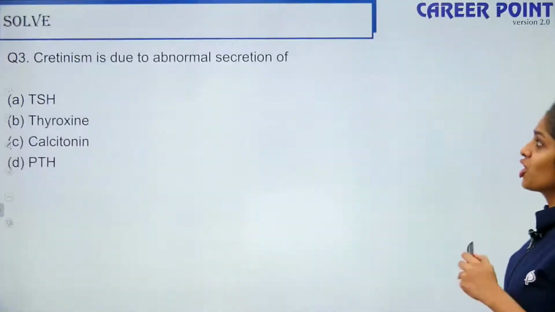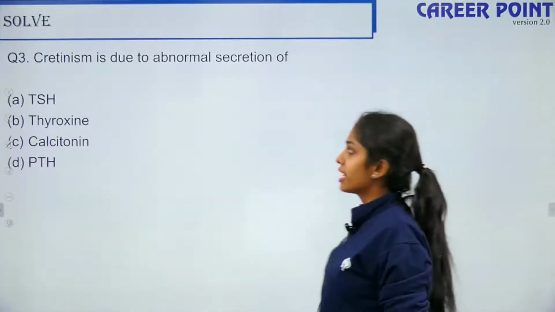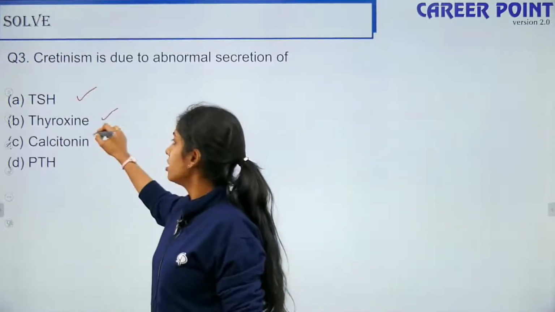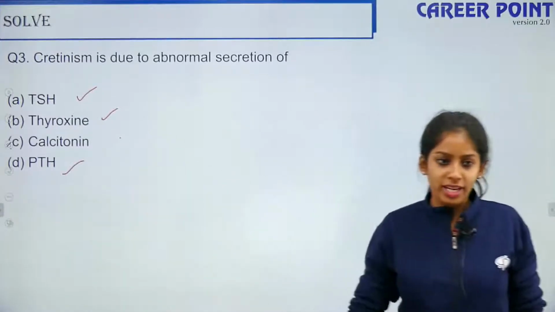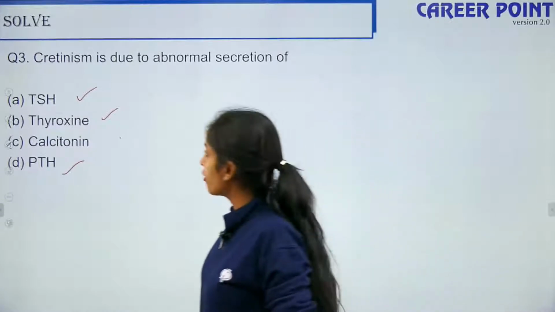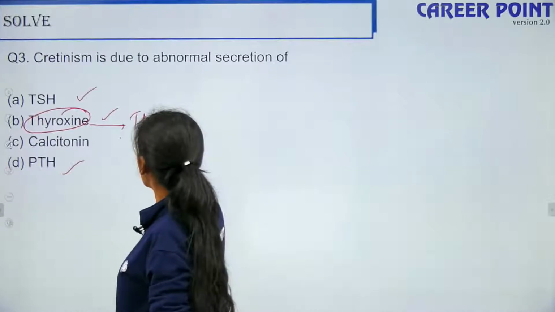So the next one, question number 3. Cretinism is due to the abnormal secretion of thyroid stimulating hormone, thyroxine, calcitonin, parathyroid hormone. Hi Vishal, you're back. So very good. Yes, so cretinism is due to the abnormal secretion of thyroxine, that is your thyroid hormone.